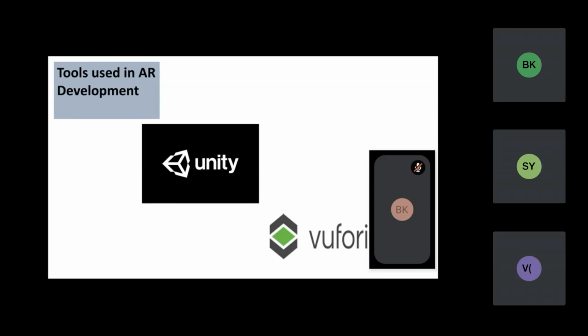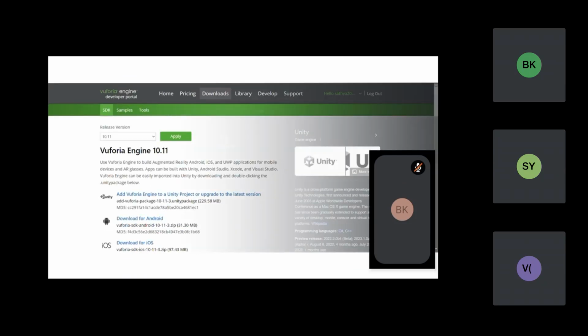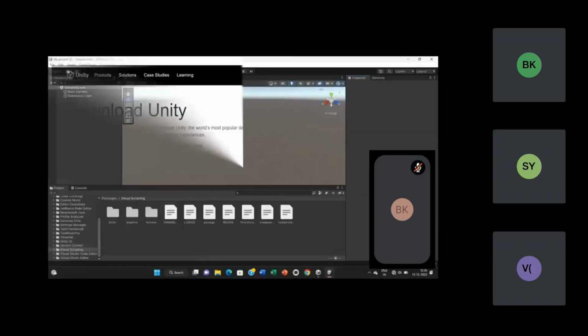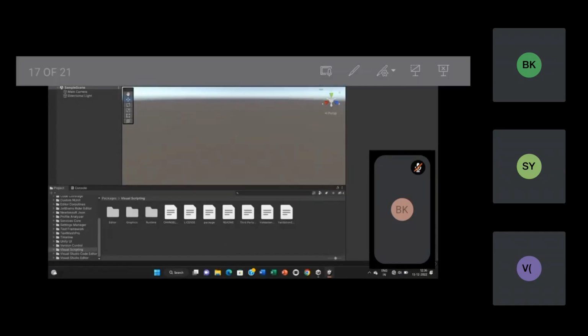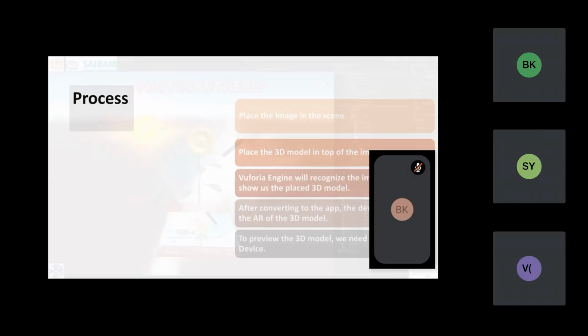Unity, as you all know, is a very powerful game engine. And Vuforia is a software development kit for developing AR apps. Unity and Vuforia are available online. We can clearly download them. Over here, this is the dashboard or the front screen of Unity. Here what you're seeing, the camera type of view, is the main screen of Unity. And over here, we have done the entire project. I'll show you the process.